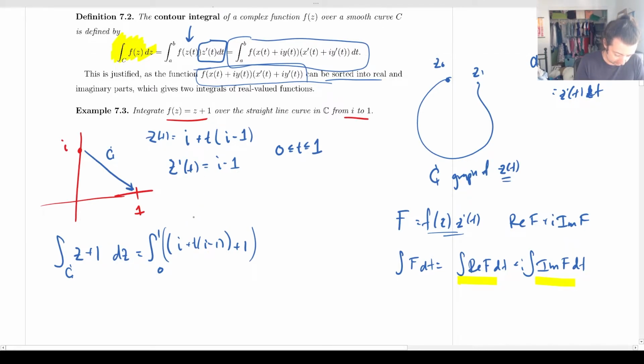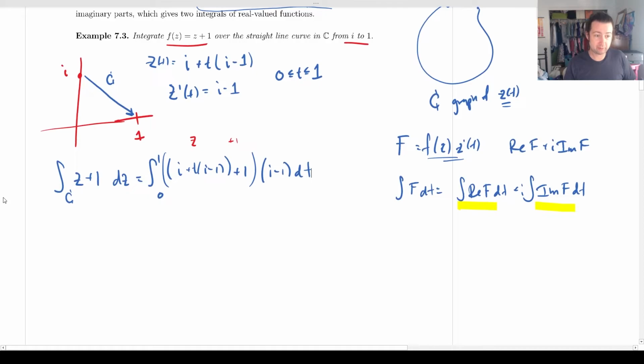So this is z plus 1. And now what am I supposed to do? I'm supposed to multiply that by z prime. Well, z prime is i minus 1 times dt. And so what we've done is we've reduced this complex integral on the curve into a simple real integral on the curve. And now, because that sorts into real and imaginary parts, I can just integrate it using the regular old theory of real integrals.